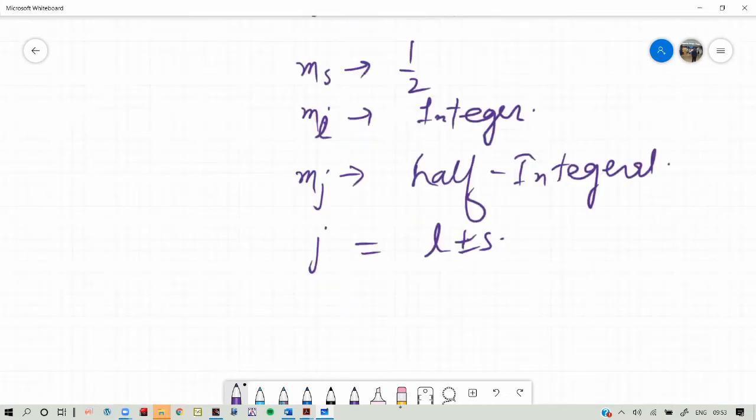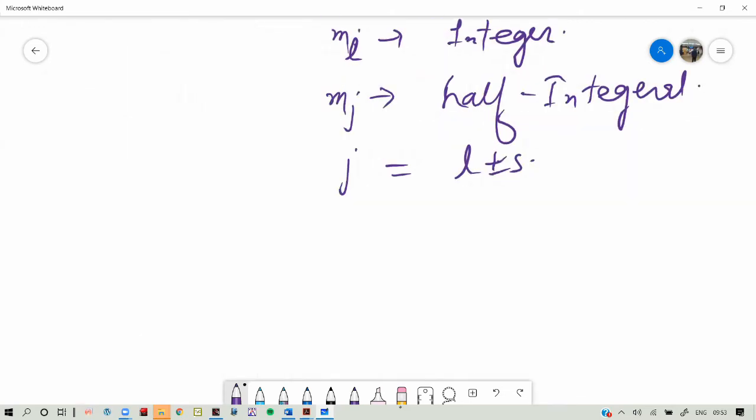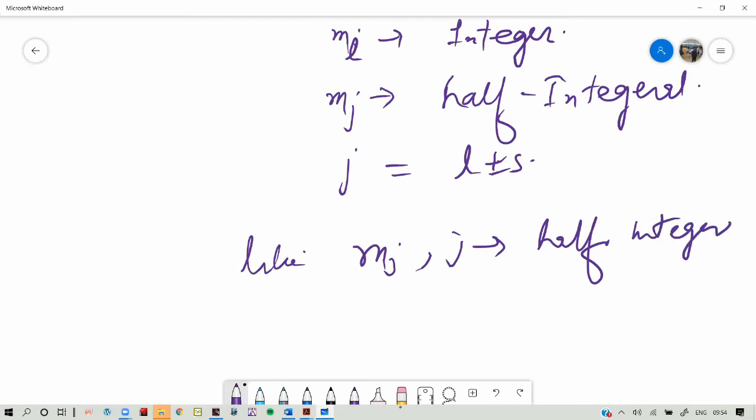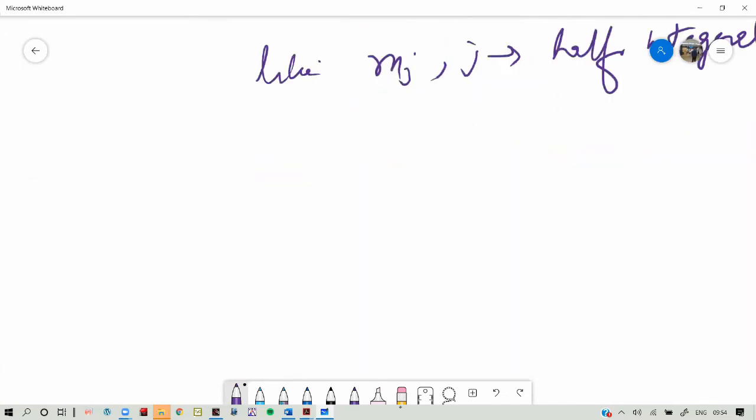Similar to the earlier case, we know that the maximum values for MJ, ML, and MS are the quantum numbers small j, l, and s. And like MJ, j is also half integral, because of the half in SZ as well as MS. S is half, MS is also half. When I say S is half, it is small s, not the capital S. Capital S is the resultant.